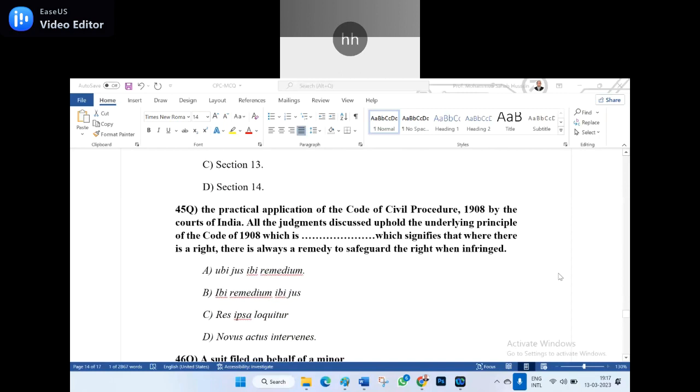Okay, now 45th question. The practical application of the Code of Civil Procedure 1908 by the courts of India. All the judgments discussed uphold the underlying principle of the Code of 1908, which is dash, which signifies that where there is a right, there is always a remedy to safeguard the right when infringed. It's a known maxim. I am sure that you can shoot it without any difficulty. A. Ubi jus ibi remedium. B. Ibi remedium ibi jus. C. Res ipsa loquitur. D. Novus actus interveniens.